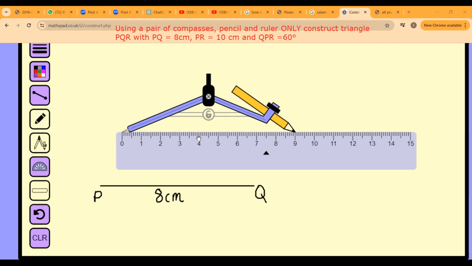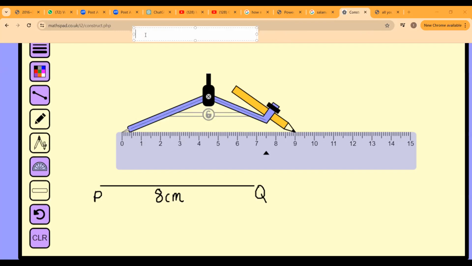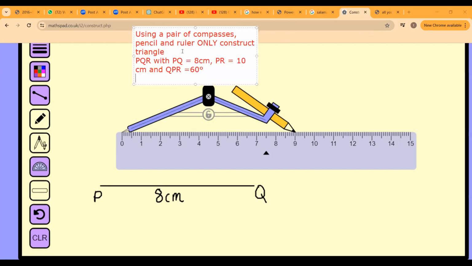So we just do 9. Let's just do 9. It's not gonna work otherwise. So we have to do 9 centimeters. I'm gonna change it to 9 centimeters. So PR is gonna be 9 centimeters. Let me erase that. So PQ is 8. PR is 9 centimeters. All right.